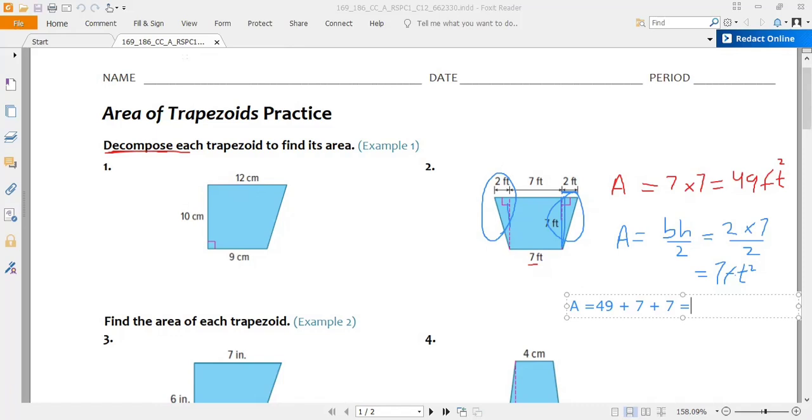So after adding all of them, 49 plus 7 is 56. 56 plus 7 is 63, and we have the unit that is feet, but because this is an area, and area is always 2 dimensional, we write here feet power 2. This is the way you can decompose the figure. This figure is already decomposed, we just separately find all the areas.